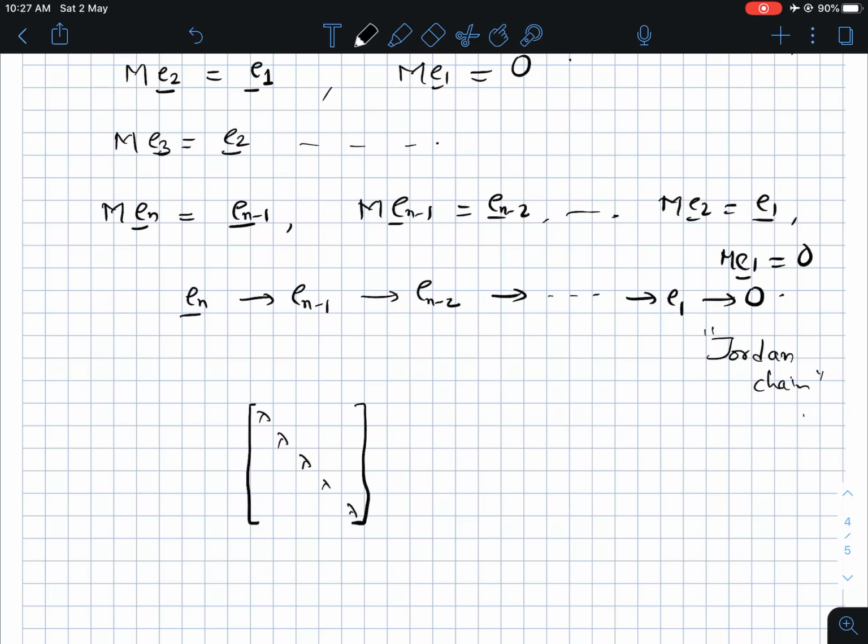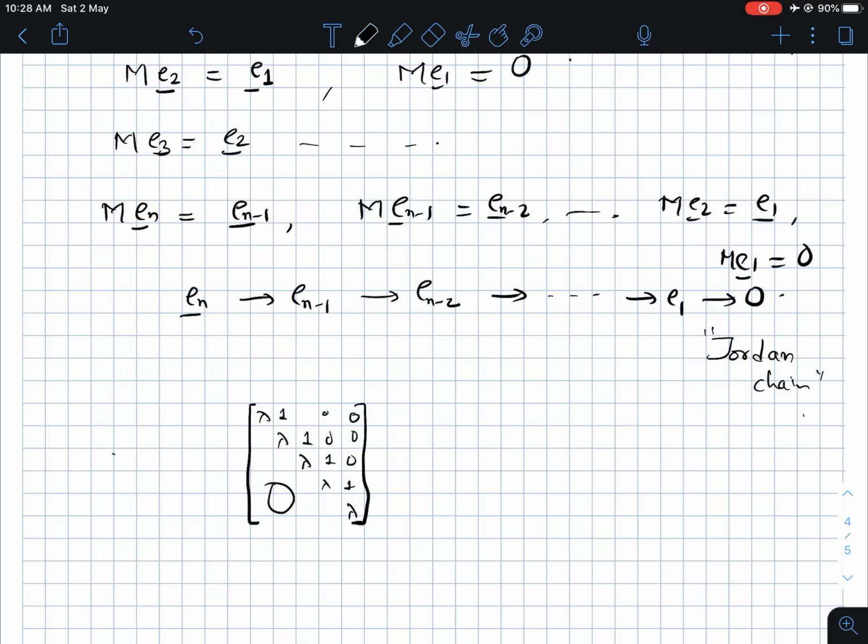It's a 5 cross 5 matrix I'm drawing here as an example. So the diagonal entries are lambda. It's still upper triangular, so everything below is 0, and there are ones on the super diagonal. It's the same as before, except that the diagonal entries are made lambda instead of 0.